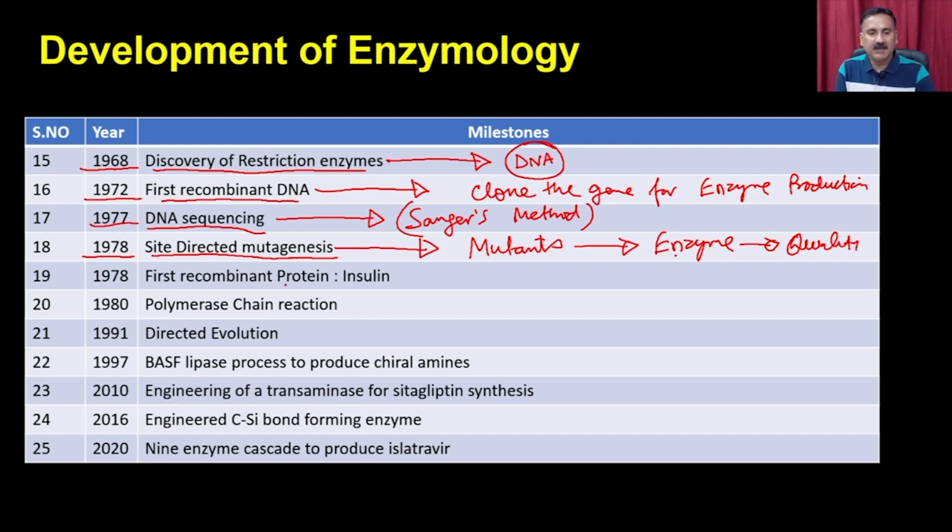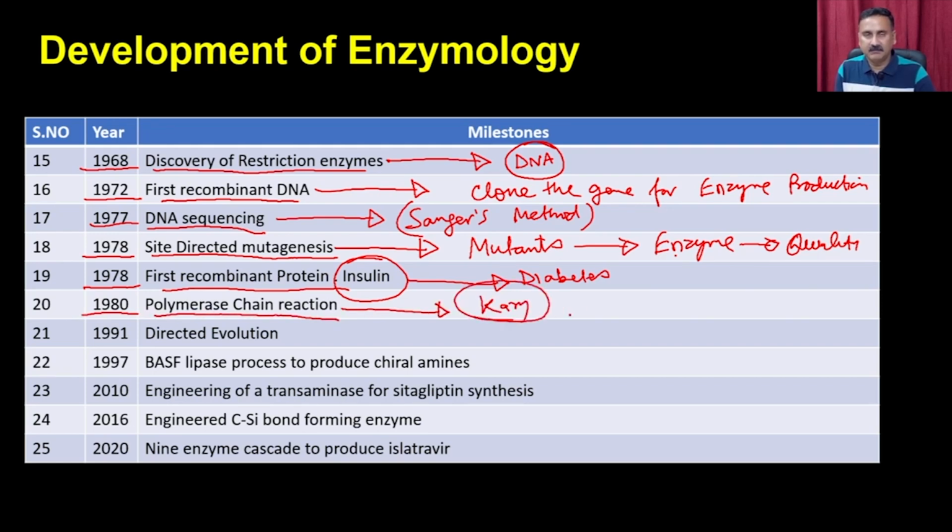Then in the year 1978, the first recombinant protein, insulin, was produced, and that is being utilized for the treatment of diabetes. Then in the year 1980, PCR was discovered by Kary Mullis, right? And that has revolutionized the way you can perform it. You can make multiple copies of a particular gene, and you can clone that.